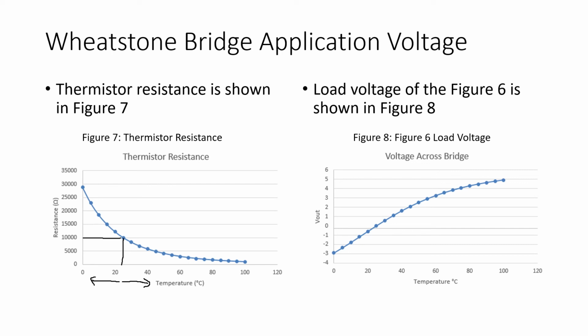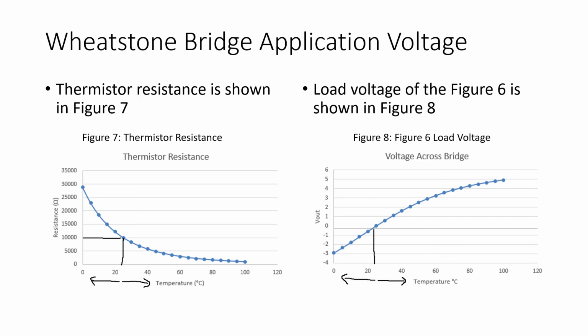So looking at figure 8, we see that at 25 degrees Celsius, the voltage across the bridge is 0 volts. That's because at 25 degrees Celsius, a balance condition exists. At temperatures below 25 degrees Celsius, the voltage across the bridge is negative. At temperatures above 25 degrees Celsius, the voltage across the bridge goes positive.